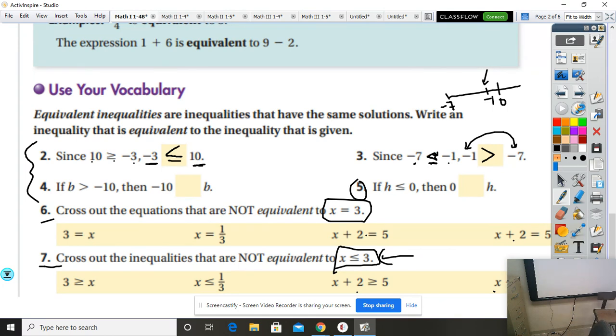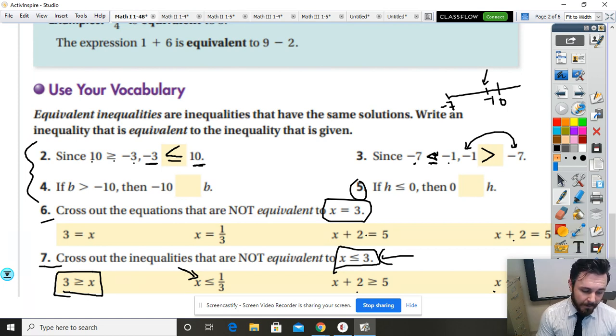So in this first part, is it true? Is x still less than or equal to +3? Yeah, it is. What about this one? If x is less than 3, can x be less than or equal to 1/3? Well, yeah, 1/3 is still less than 3.